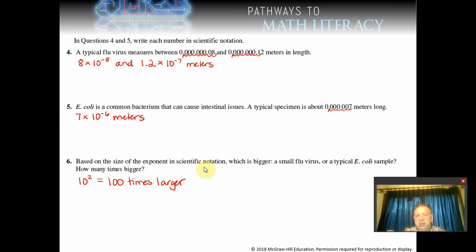Based on the size of the exponents in scientific notation, which is bigger, a small flu virus or a typical E. coli sample? This is smaller. The larger negative number is actually smaller. So this is smaller than that one. So we're going to take this, divide it by that. So I'm going to go 7/8, pretty close to 1. 10 to the negative 6 divided by my 10 to the negative 8. So my exponents, I want to subtract the exponents. Negative 6 minus the negative 8, and that's negative 6 plus 8, which gives me 10 to the 2.